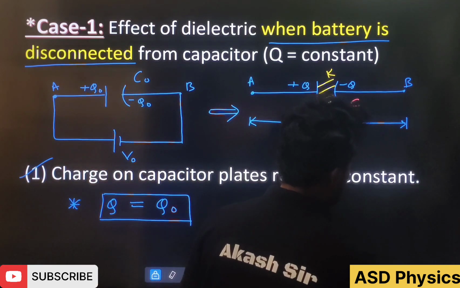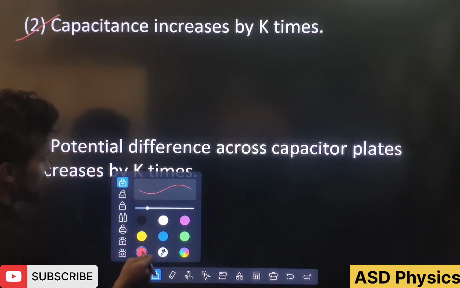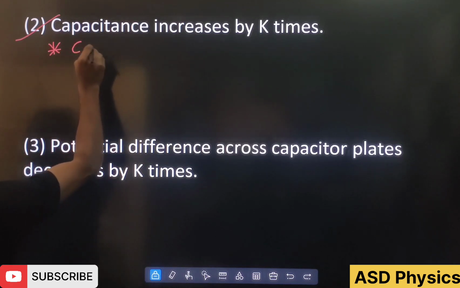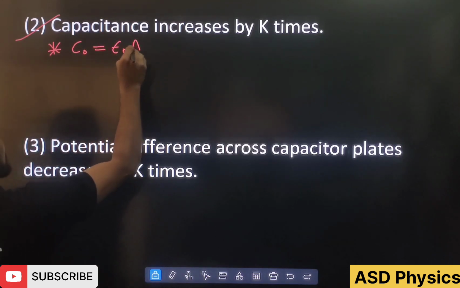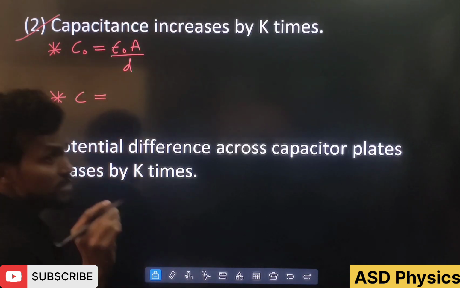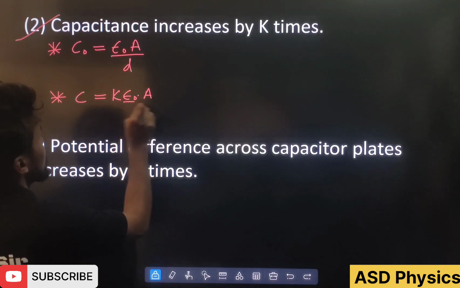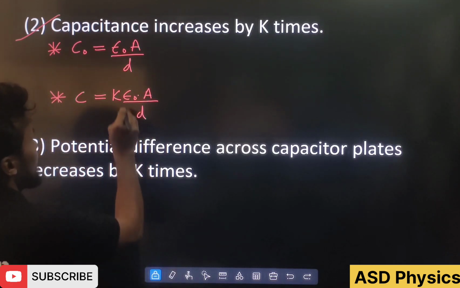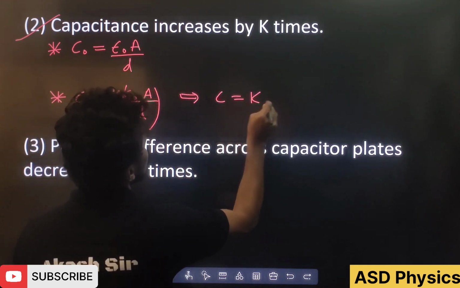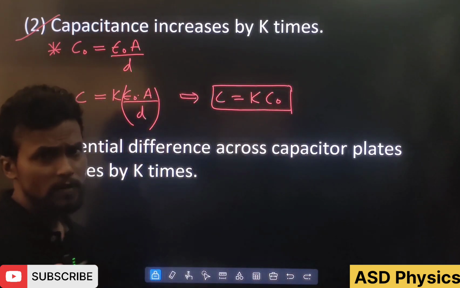See the second one: capacitance increases by K times. Why? Because you know very well, when there is no dielectric, the capacitance is given by epsilon naught A by D. When the dielectric is inserted completely, it becomes K epsilon naught A by D. And epsilon naught A by D is C naught. So we can tell that C equals K C naught. That means the capacitance will increase by K times.